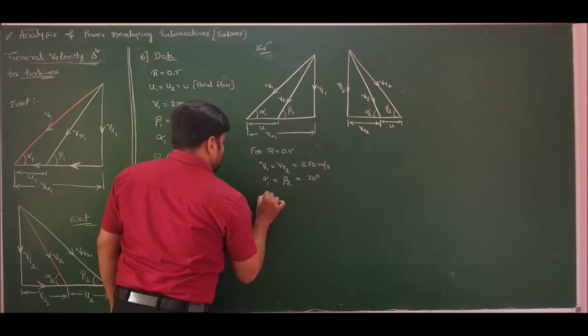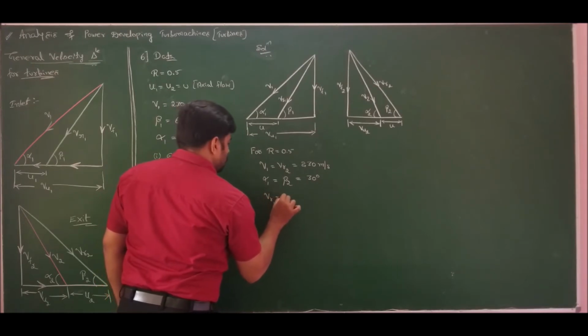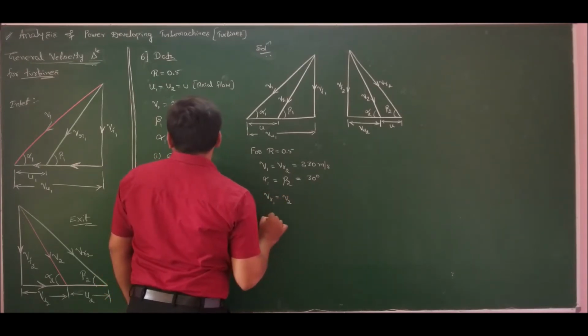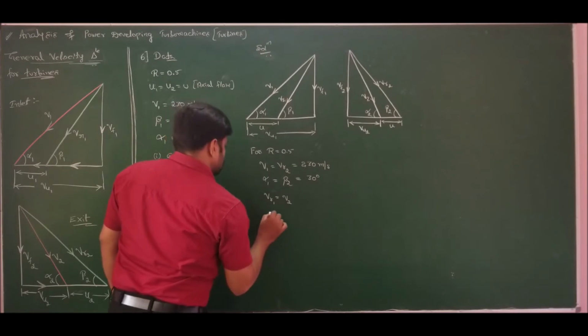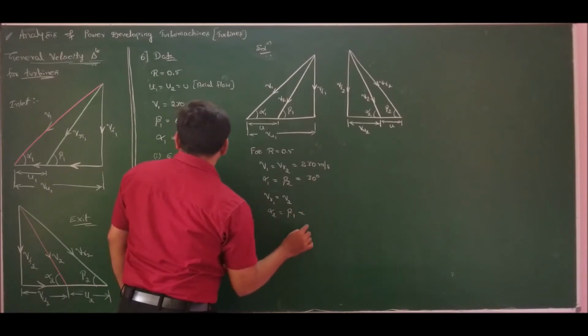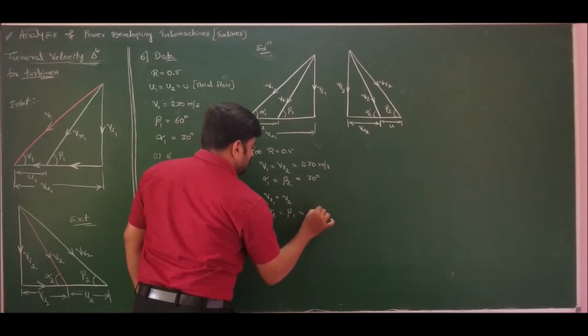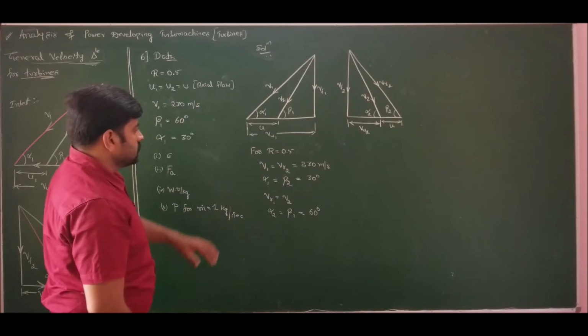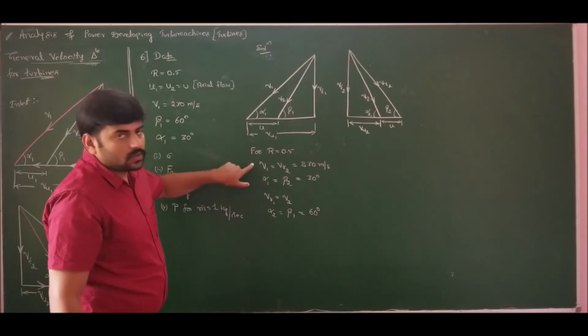Apart from that, we know that VR1 is equal to V2. We don't know both, and it should satisfy alpha 2 is equal to beta 1. Since we know beta 1 is 60 degrees, alpha 2 must be 60 degrees. So this is based on the conditions of R equal to 50%.